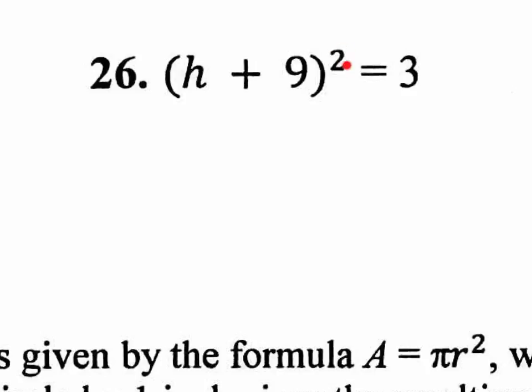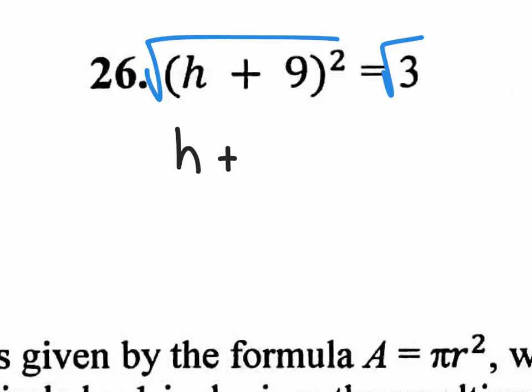If you have a square, how do you get rid of a square? With a square root. But what you do to one side, you must do to the other, so you're going to square root over here, the 3. So what are we going to have left? We're going to have h plus 9 equals, now remember, if you apply a square root in an equation, you have to have a plus or minus right in front of your answer. In this case, the square root of 3, I can't do it. I'm just going to leave it like that.